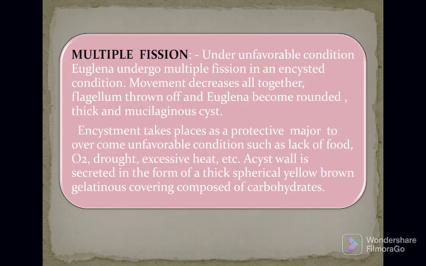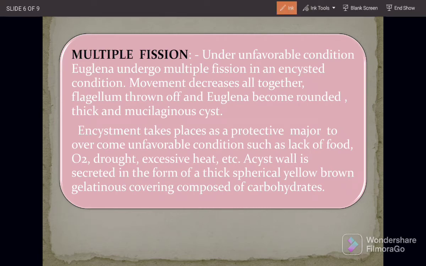Now next is multiple fission. Multiple fission means that under unfavorable conditions, Euglena undergo multiple fission in an encysted condition. Multiple fission takes place in unfavorable conditions. When there are no favorable conditions present in the environment, the Euglena reproduces by multiple fission in an encysted condition.